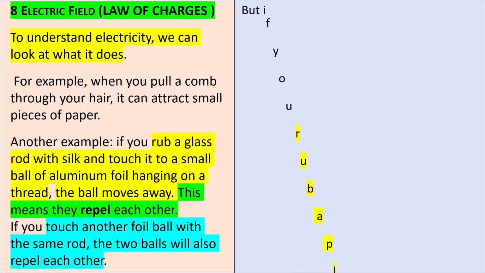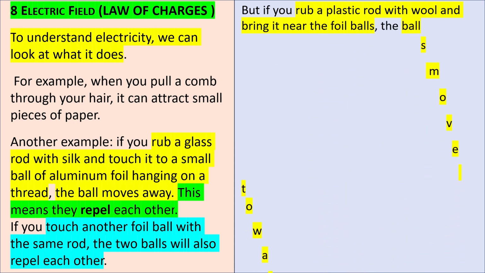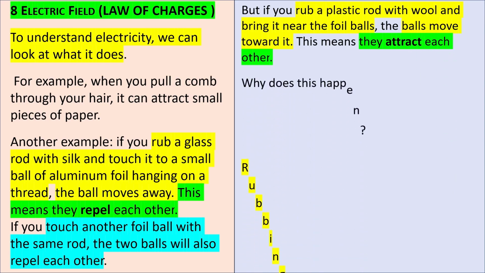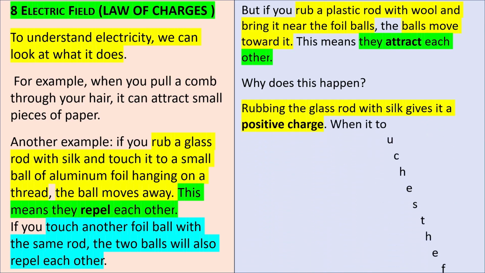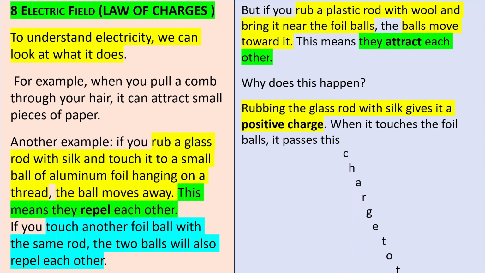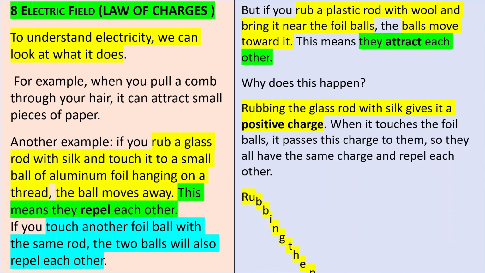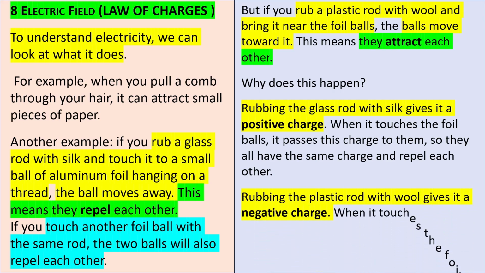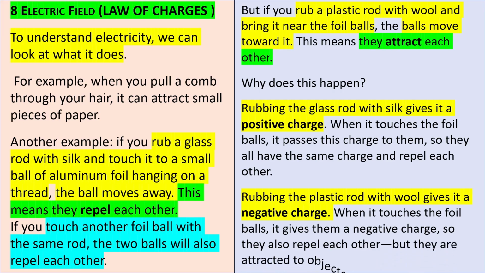But if you rub a plastic rod with wool and bring it near the foil balls, the balls move toward it. This means that they are attracted to each other. Why does this happen? Rubbing the glass rod with silk gives it a positive charge. When it touches the foil balls, it passes this charge to them, so they all have the same charge and repel each other. Rubbing the plastic rod with the wool gives it a negative charge. When it touches the foil balls, it gives them a negative charge, so they also repel each other, but they are first attracted to the objects with a positive charge.